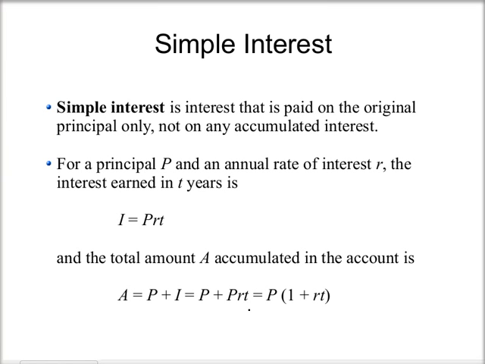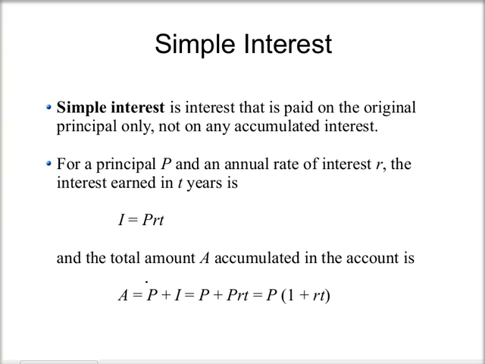Simple interest is interest that is paid on the original principal only and not on any accumulated interest. So that means if we have a principal amount, P, and say we have an annual interest rate, R, the amount of interest earned in T years is given by this formula here. I, the amount of interest that you earn, is equal to the principal times the annual rate of interest times the number of years you've had the account.